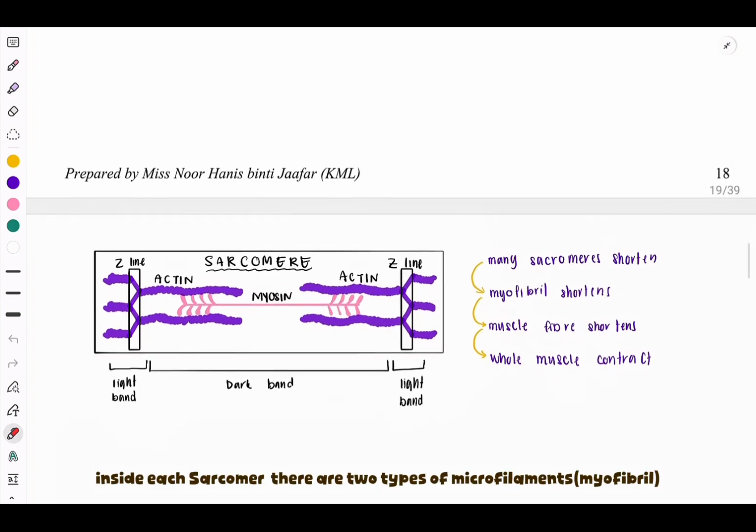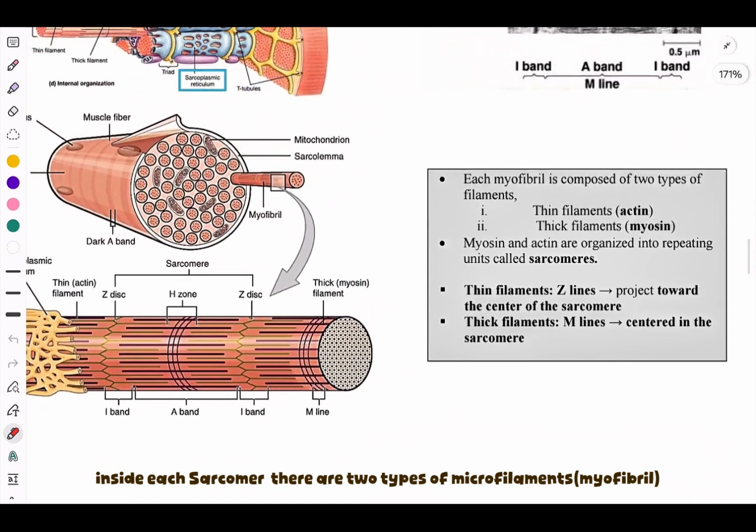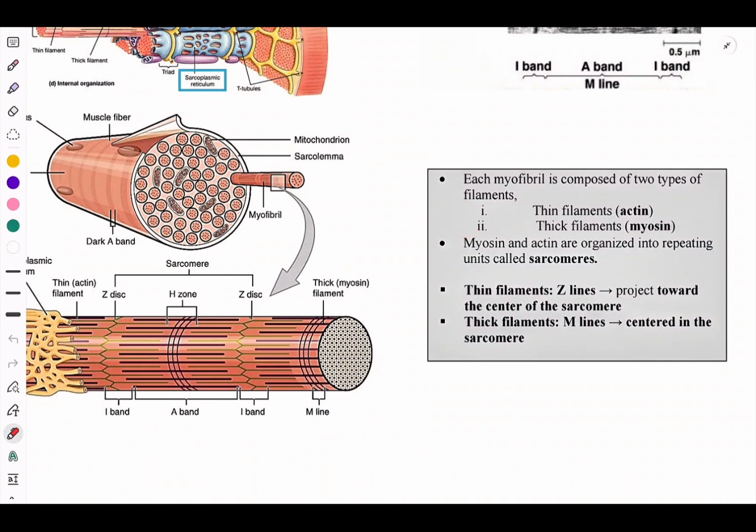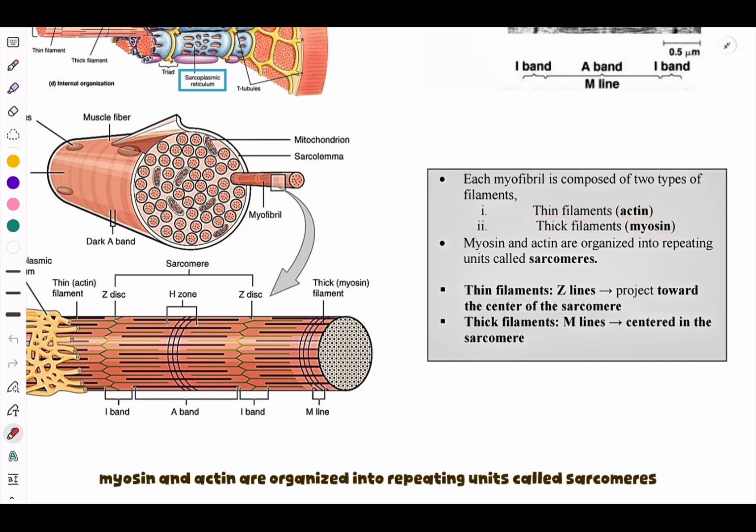Inside each sarcomere, there are two types of filaments. First, we have thin filaments, and then thick filaments. Thin filaments are made of actin, and thick filaments are made of myosin. Myosin and actin are organized into repeating units called sarcomeres. Actin is attached to the Z line and extends towards the center, while myosin is located in the center of the sarcomere at the M line.